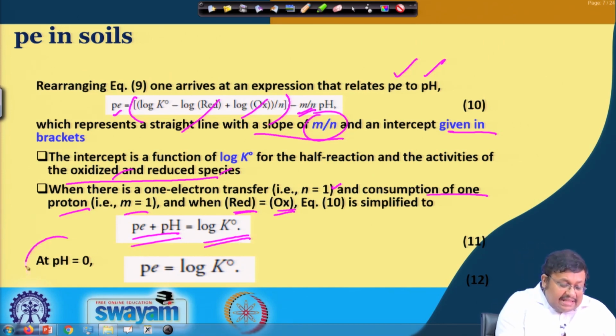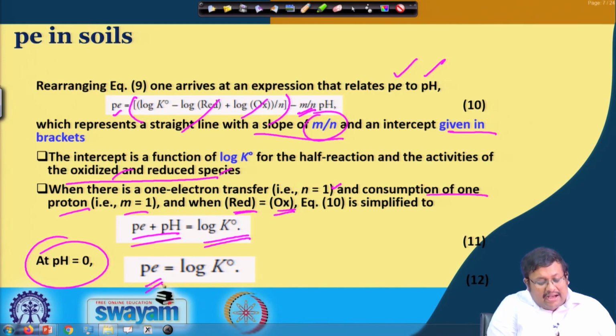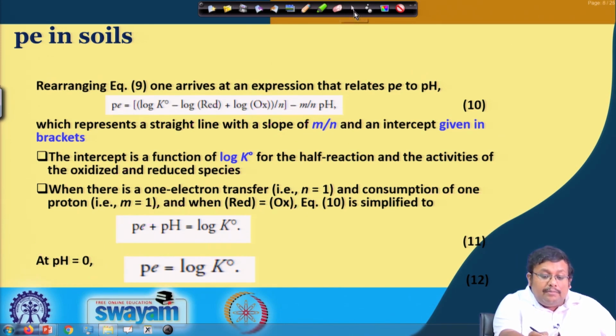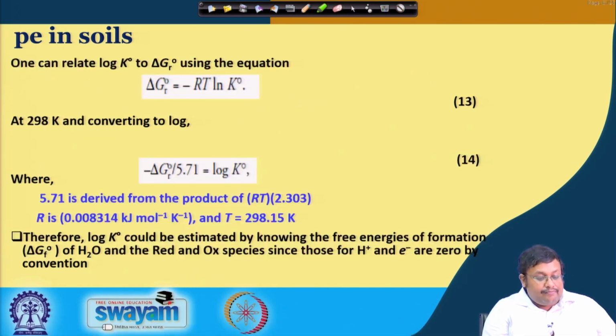Now, when the pH is 0, obviously pe equals log K0. So, basically this is the general relationship between the negative logarithm of hydrogen ion concentration, the negative logarithm of electron concentration, as well as the log of the equilibrium constant. So, this can be simplified for pH 0 when pe equals the logarithm of K0. When the pH becomes 0, we can see here pe equals the logarithm of the equilibrium constant.